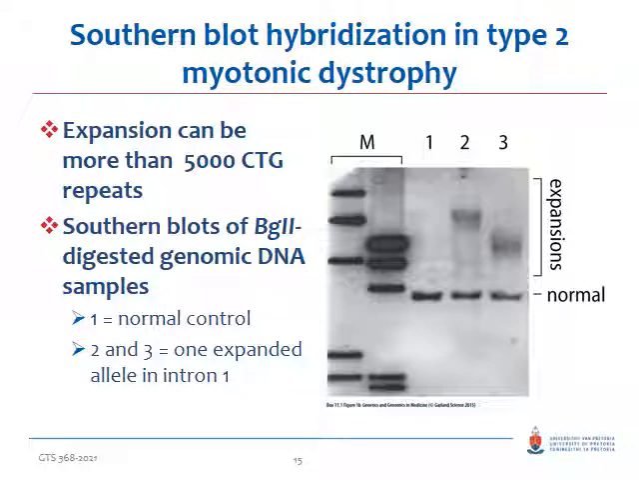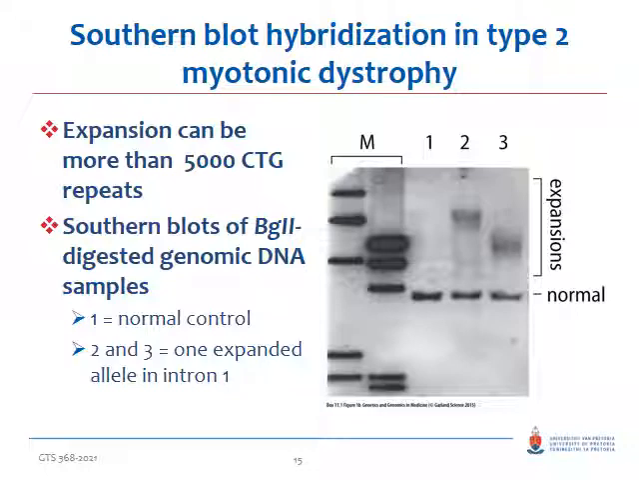Southern blot hybridization assays have been used to detect long arrays of tandem repeats in myotonic dystrophy and facioscapulohumeral muscular dystrophy. In type 2 myotonic dystrophy, the arrays can expand to as many as 5,000 CTG repeats.